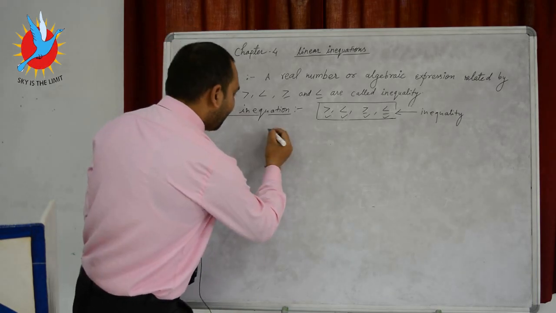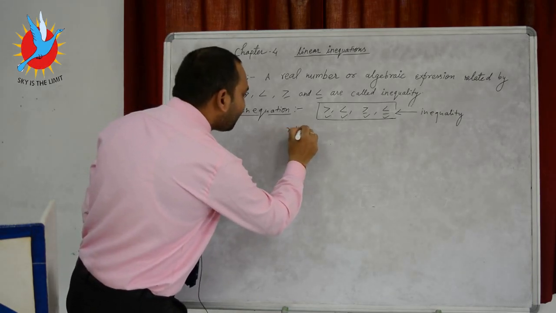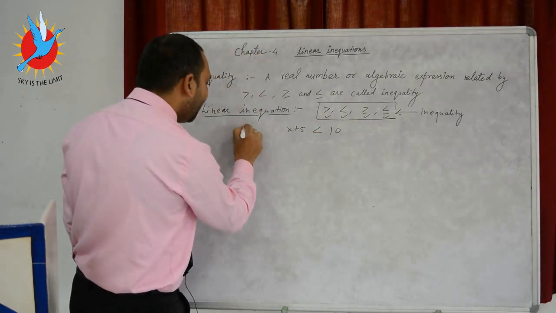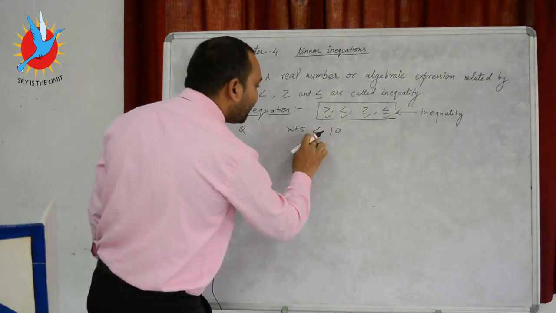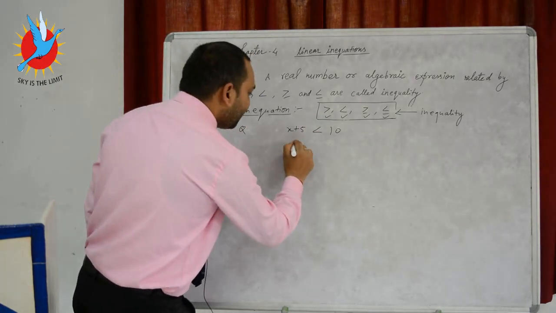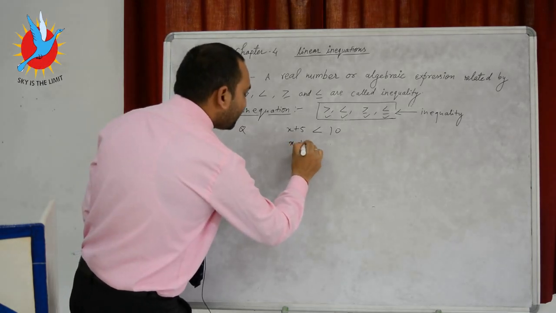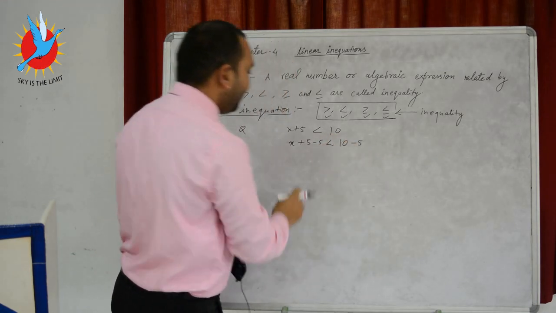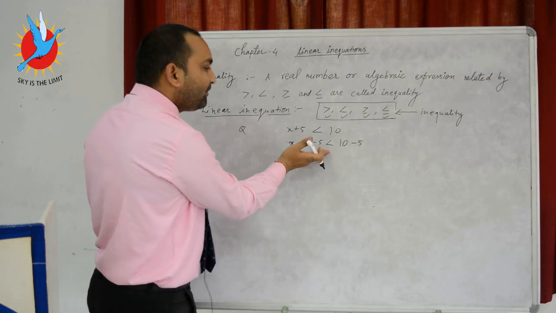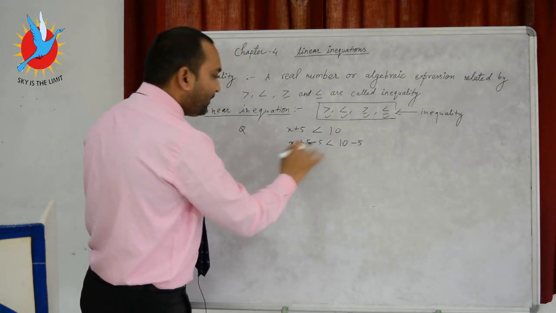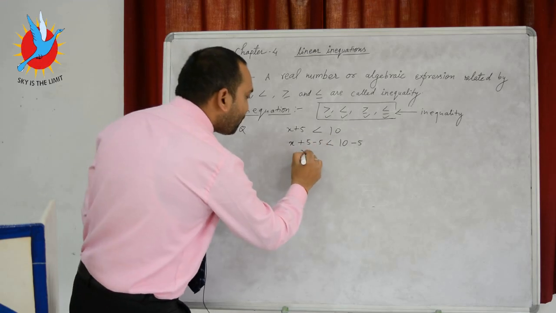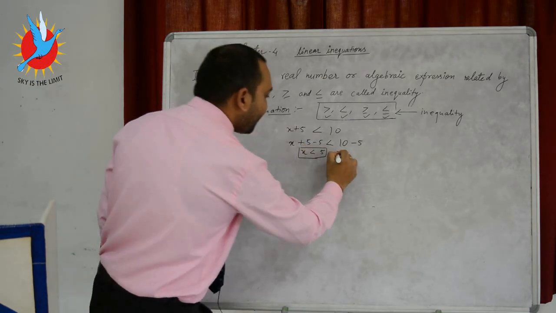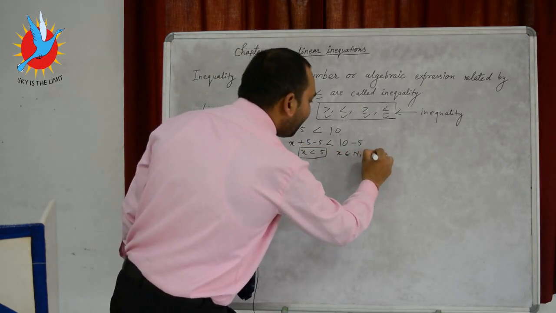So consider x plus 5 is less than 10. This is called a linear inequation because it is compared with the less than sign. So x plus 5 minus 5 is less than 10 minus 5, which means when we subtract the same number from both sides, there is no change in the inequality. So x is less than 5, where x is a natural number, whole number or integer.